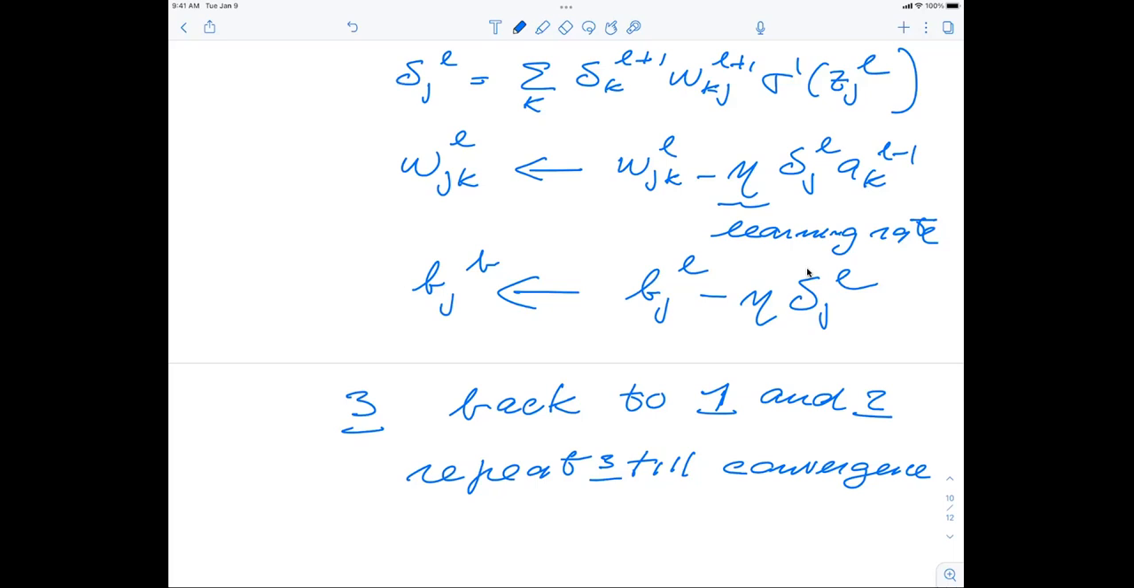Or you could have a number of iterations. You could say, I'm going to do 100 iterations, and then I stop. And if it hasn't converged by then, maybe I have to start thinking and do some deeper analysis. Now, this is the basic framework which we are going to implement.